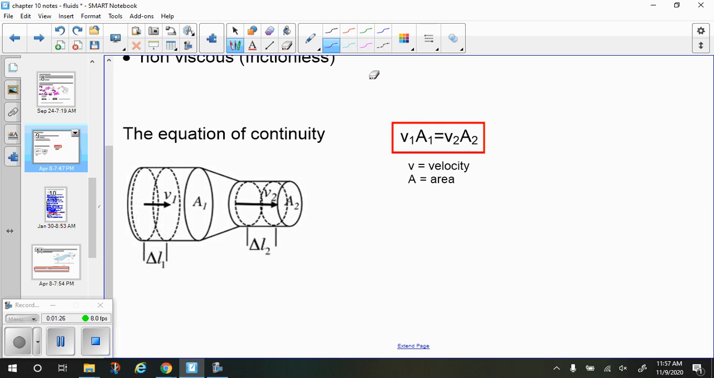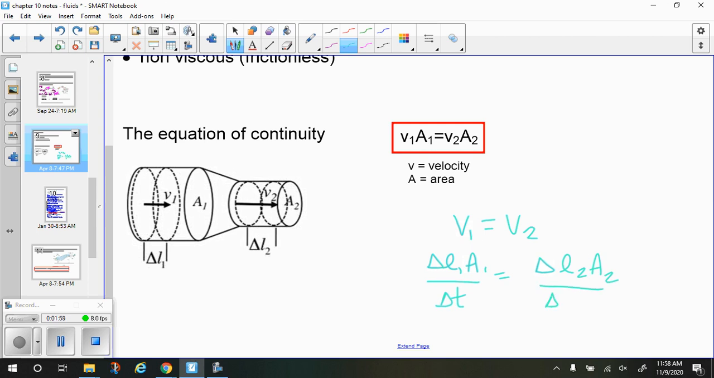So if we start with volume 1 is equal to volume 2, and then we know that our volume is our delta L times our area. Right here, and area is that whole circle. And then, so this is delta L1 and A1, and this is delta L2 and A2. So volume 1 equals volume 2.